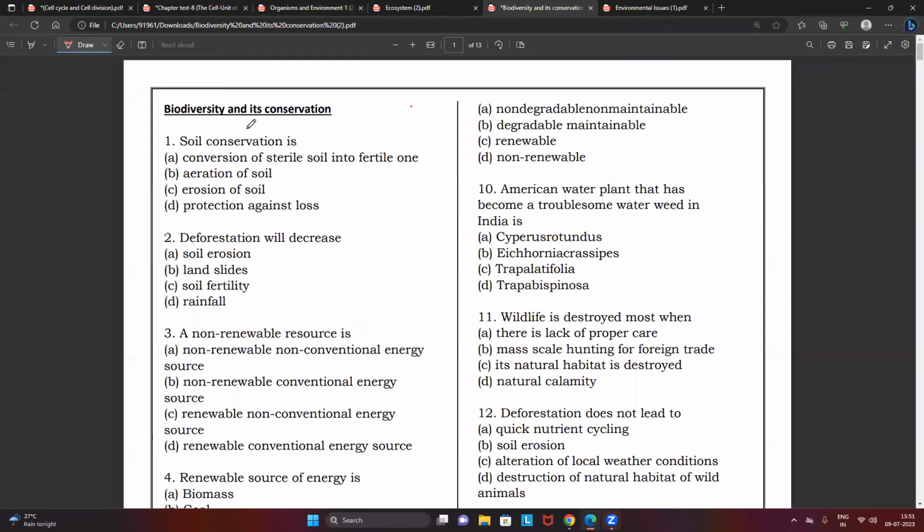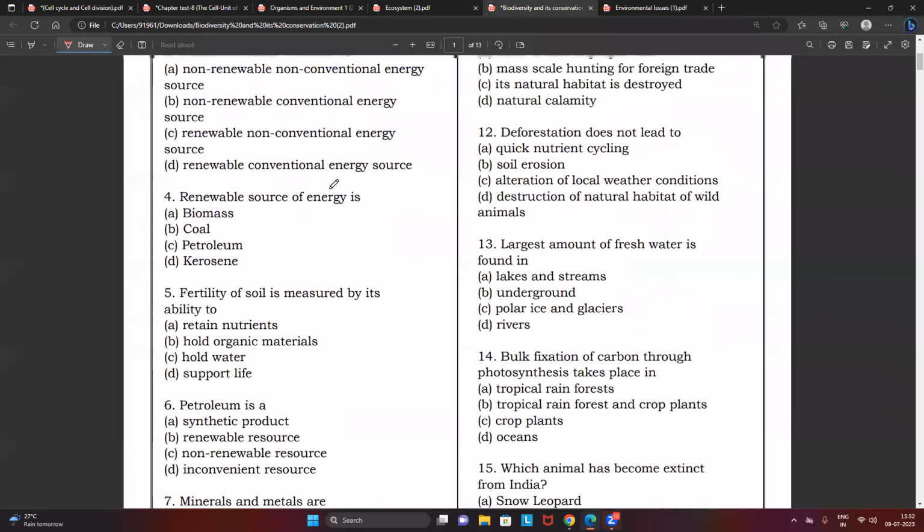Okay, now question number 1. Soil conservation is... Please mute your mics. Do not disturb. Soil conservation, as we all know, is protection against loss. Correct? Soil conservation means conserving the fertile soil from losses like rainfall damage, high wind, drainage, flood, drought. Protecting it is what we generally call soil conservation. Don't answer all the questions. Whichever I am saying, answer that question only.